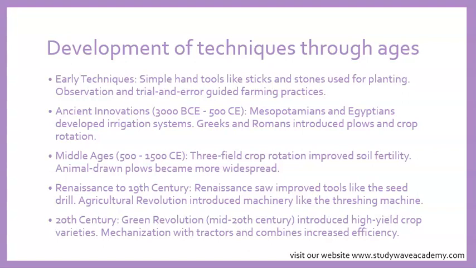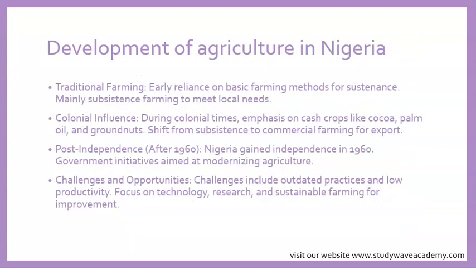Great. So next we're going to be looking at the development of agriculture in Nigeria. It means how farming in Nigeria has changed and gotten better over time. First, traditional farming: early reliance on basic farming methods for sustenance, mainly subsistence farming to meet local needs. In the early times in Nigeria, people just farmed to feed themselves using basic tools.